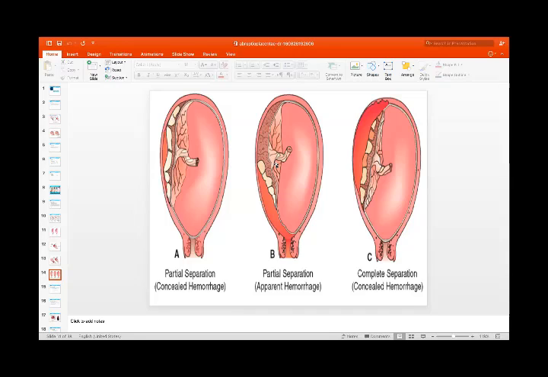In this case, there is also partial separation, but there is revealed hemorrhage. Placenta is separated, but it is partially, and over here it is attached, and it is separated from here, and here the bleeding comes out and trickles down through the cervix. This is complete separation of placenta and concealed hemorrhage. The whole of the placenta is separated from the uterine wall, but it is concealed hemorrhage. The blood is not trickling down through the cervix.